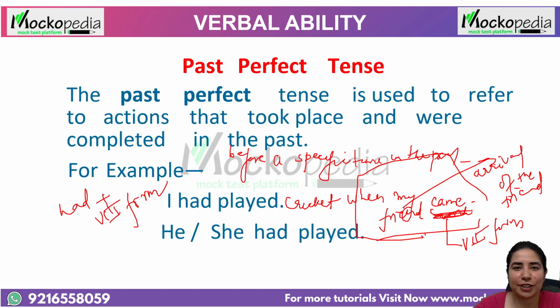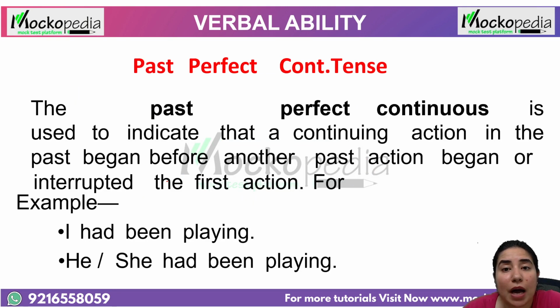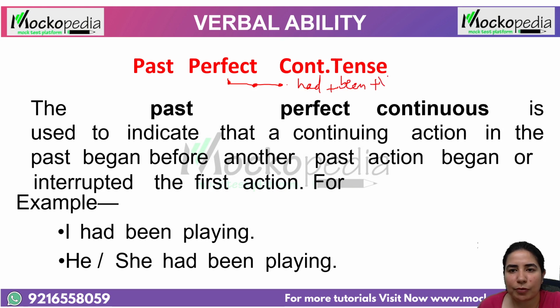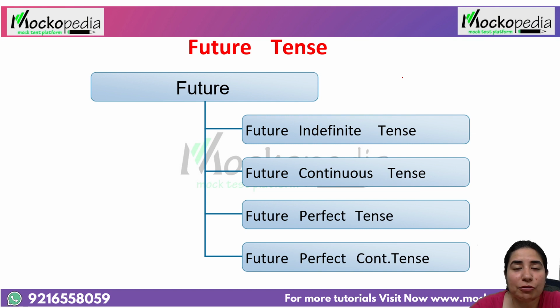So let's move to the next category, which is past perfect continuous tense. So what is past perfect continuous? An action that began in past, continued in past, and finished in past. So it would be had plus been plus verb first form plus ing, right? So now we have learned all the four categories of past also. It's time to move towards the next four tenses, which would be the last four and future category tenses, right?